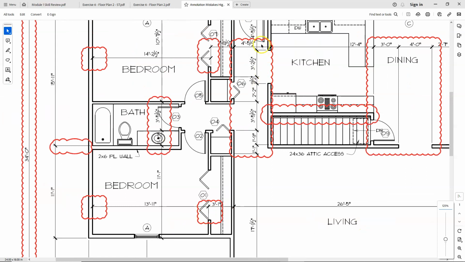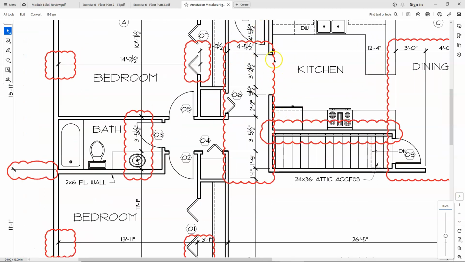Okay, let's take a look at this large area right here. This is a mess. A lot of you identified this as being a problem, but very few of you identified what the actual problem was up there.